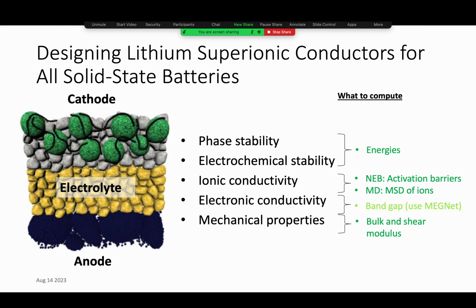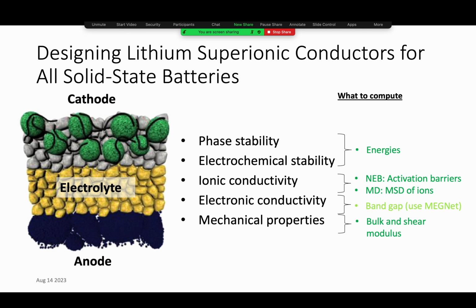All right, just to show you, we have been using M3GNet to search for lithium superionic conductors for all solid-state batteries. These are all the properties that you are interested in for lithium superionic conductor. So things like the phase stability, the electrochemical stability, ionic conductivity, electronic conductivity, and mechanical properties, right? And what you notice immediately is that out of all these properties, almost all of them, you can get from just the potential energy surface, right? You don't actually need direct material to property prediction.